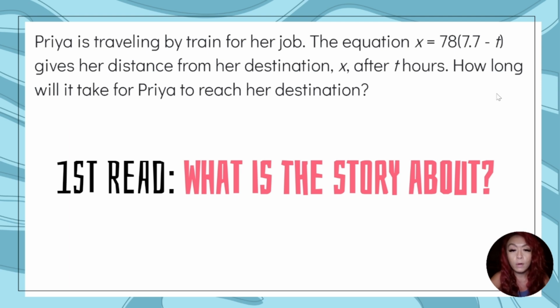Let's take a look at another one. We're going to engage in 3 reads for this problem because it requires a little more critical thinking. Priya is traveling by train for her job. The equation x equals 78 times the difference of 7.7 and t gives her the distance from her destination, x, after t hours. How long will it take Priya to reach her destination? What is the story about? Please take a minute and fill out this section of the 3 reads template.